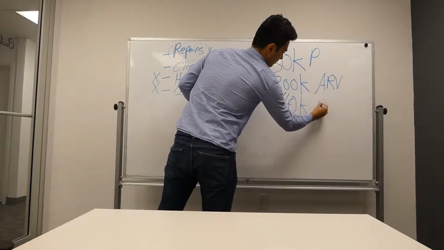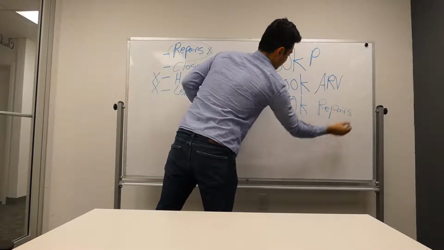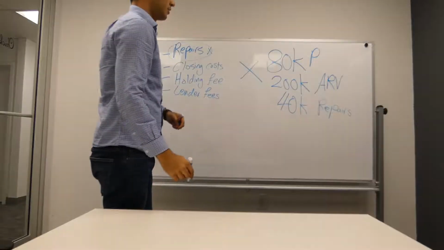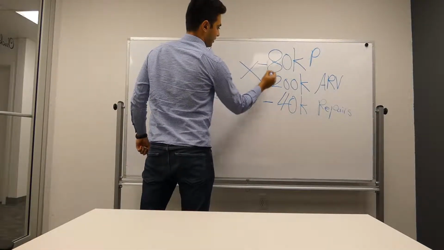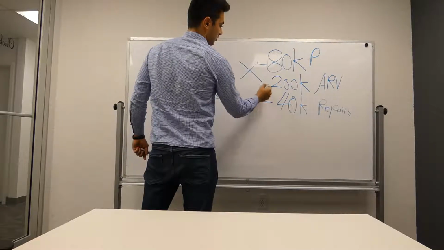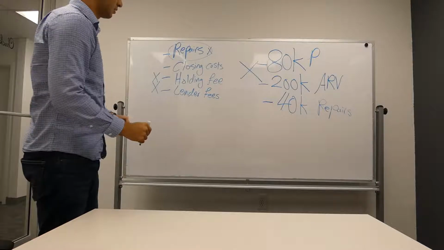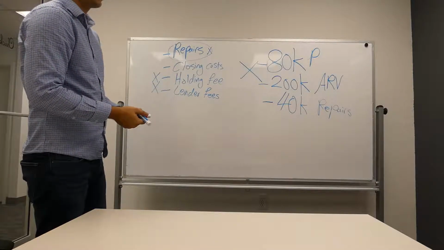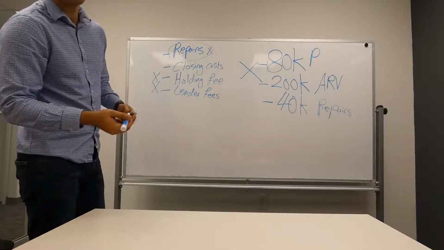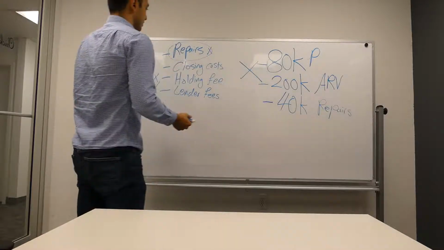for repairs, right? So now we have 40 here, 80 here, we have 200, 40 and 80, that is 120. 120 minus $200,000, that's going to be $80,000. So now you have so far $80,000 money into the deal, right?